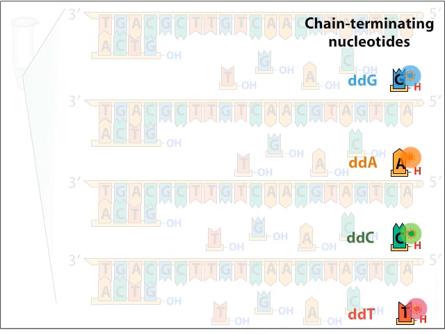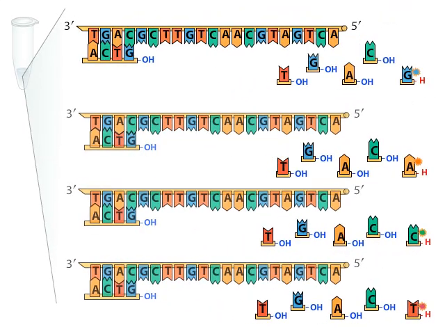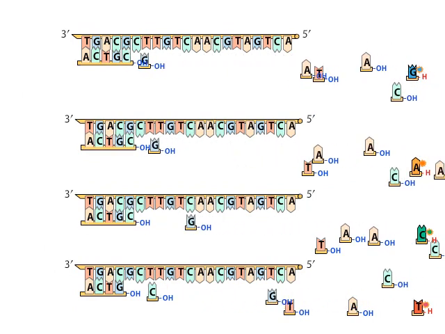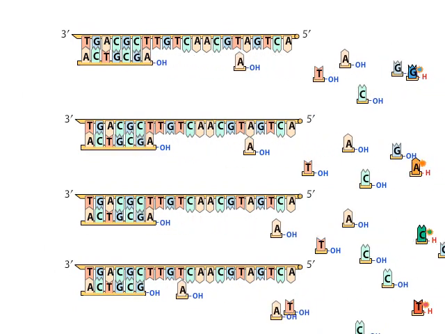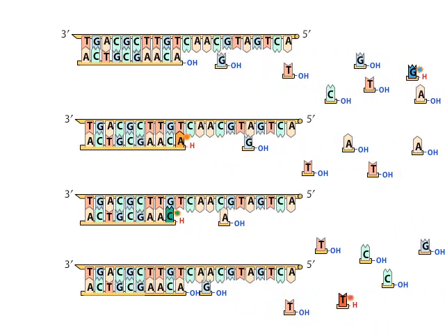Four different types of ddNTPs are added in small amounts to the reaction, with each carrying a different colored fluorescent tag. As DNA polymerase adds nucleotides to the growing strands, a random choice determines each step. Will a dNTP bind, letting the strand continue to grow, or will a ddNTP bind and terminate chain elongation?